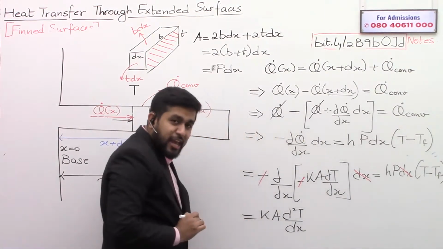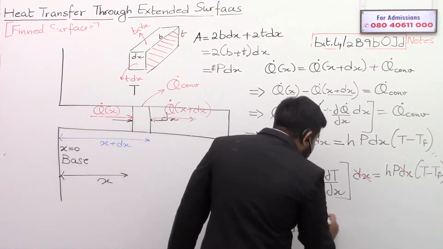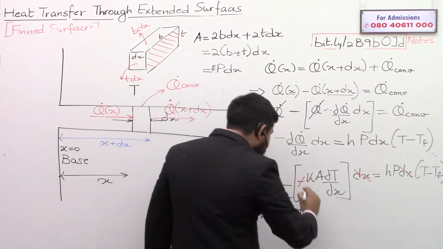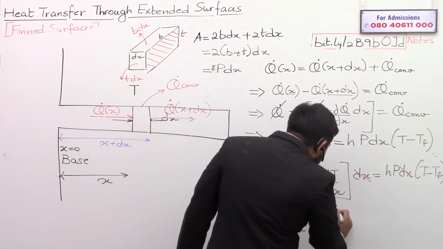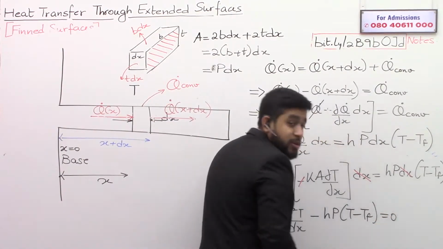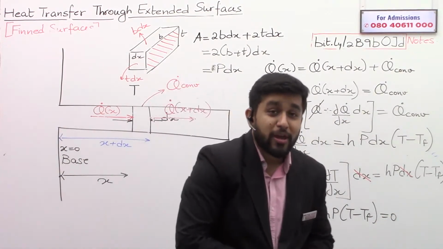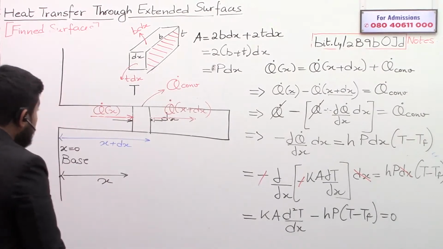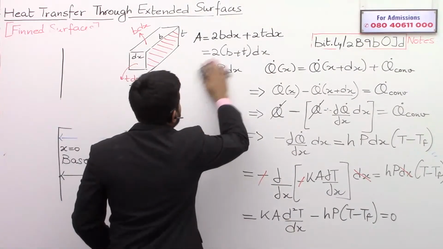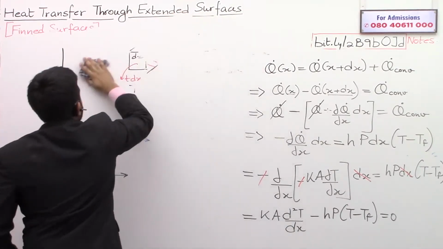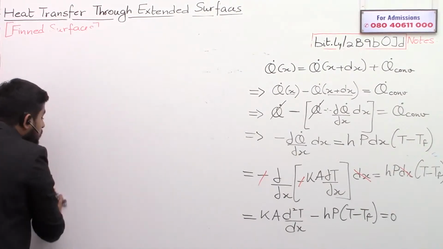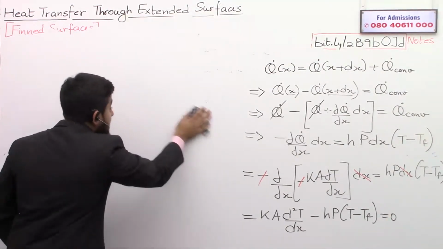So I will have kA d square T by dx square, and this term I will bring on the left hand side. The right hand side I will bring on the left hand side. So I will have minus hP (T minus Tf) equal to 0. And just to make this differential equation more simple, we will do one thing. We will divide the entire equation by kA. So please note this down. This is the procedure for finding out temperature as a function of x inside a fin.